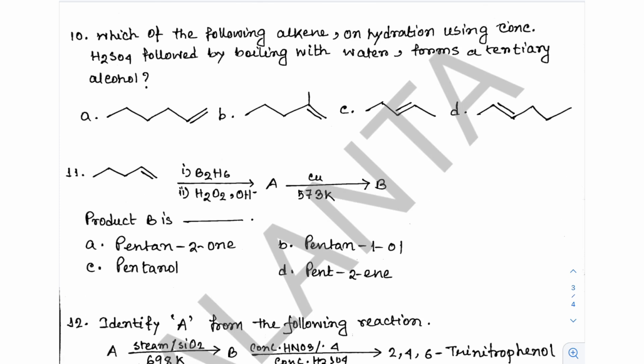Next question 10. Which of the following alkenes on hydration using concentrated H2SO4 followed by boiling with water forms a tertiary alcohol? Where will the tertiary alcohol be formed? Again, this is a reaction where we have to understand the mechanism, because with the help of the intermediate we can say where the tertiary carbocation can be formed. In that carbocation, in the last step, water will be attached to form the final product. So here at first, this carbocation will be produced. Then when water comes, it attacks here to form this 3 degree alcohol. So option B is the correct answer.